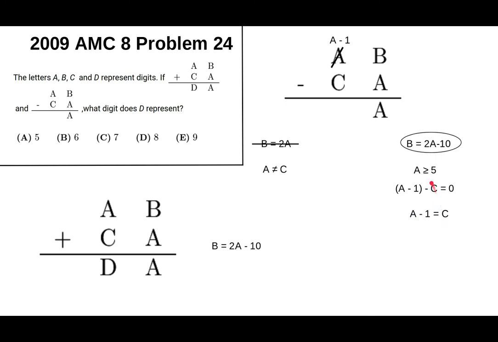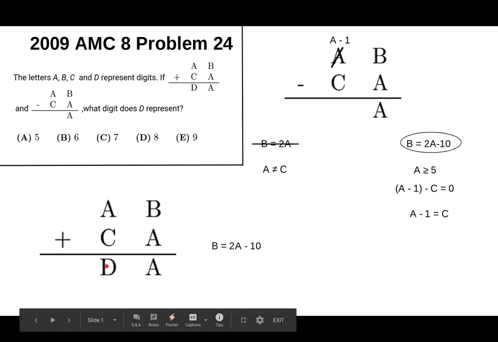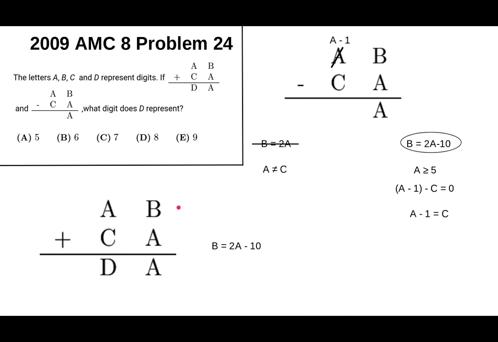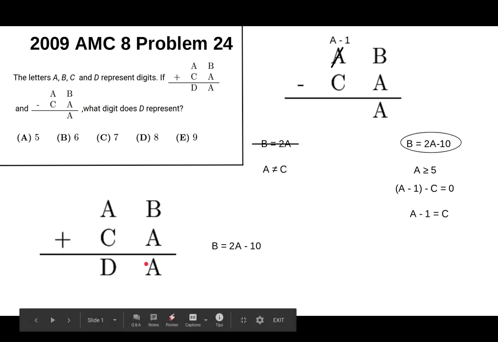And the least possible value of A is 5. So 5 minus 1 is equal to 4. So that means the least possible value of C is 4, and so the least possible value of D is 9. So that means if there's no carryover, then the answer should be E. But in case there is a carryover, we have to find that.